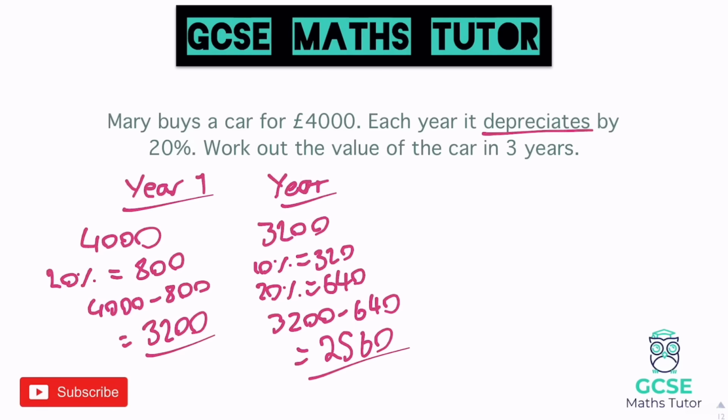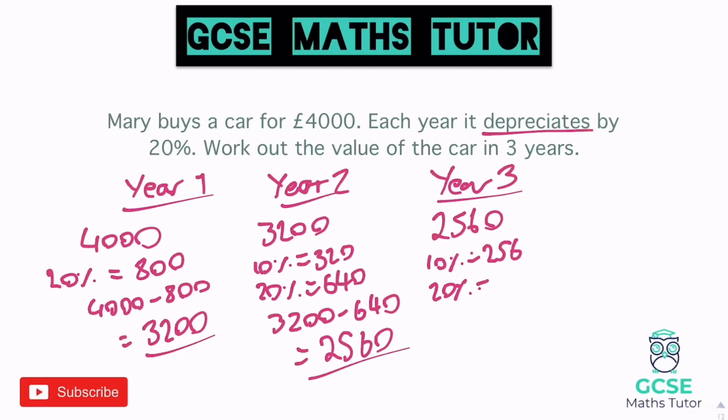Take away 640 there, gives us 2,560, and we can finish this off, or I should have said year 2, we can finish this off on year 3. So our value is 2,560, 10% of that is 256, so 20% will be 512, and then we can subtract 512, so 2,560 take away 512 leaves us with a final value there of £2,048, and that'd be our final answer.